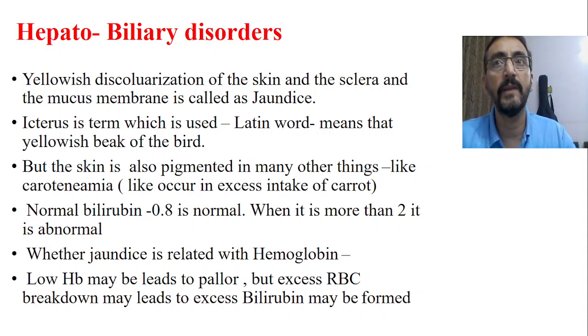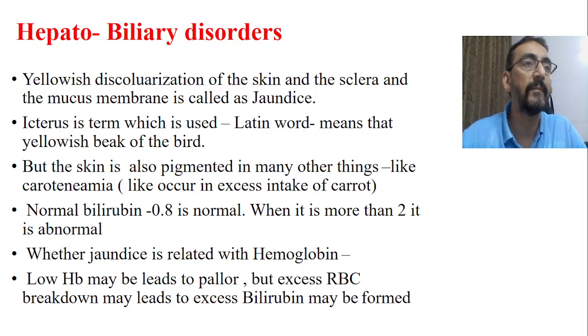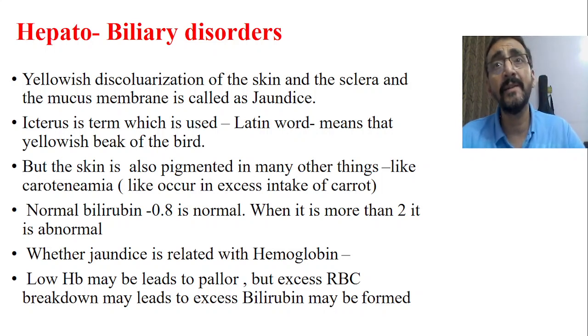First of all, we will have yellowish discoloration in the sclera, because it has more tendency towards bilirubin. Bilirubin initially goes and gets settled there. The scleral tissue contains some elastic tissue, and that elastic tissue has more tendency to stain with bilirubin. That is the reason whenever there is jaundice, it appears first in the sclera.